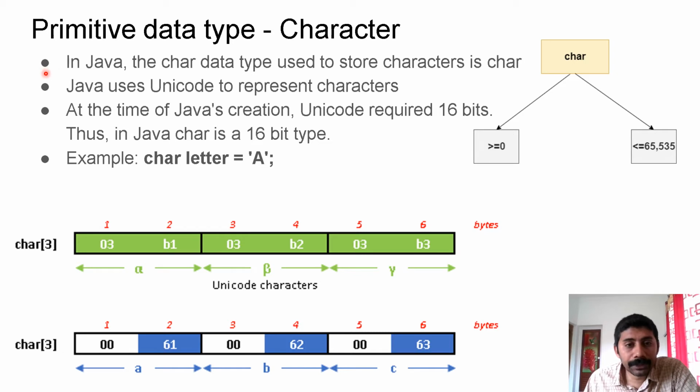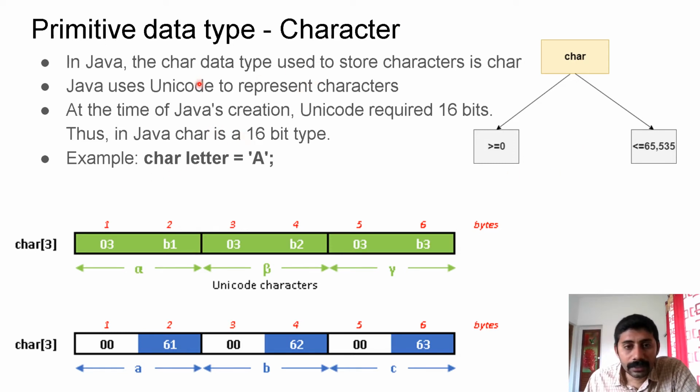Next primitive data type is character. In Java, the character data type is used to store characters in any natural language. Java uses Unicode to represent characters. At the time of Java's creation, Unicode required 16 bits. Thus, the Java char data type is of length 16 bits.